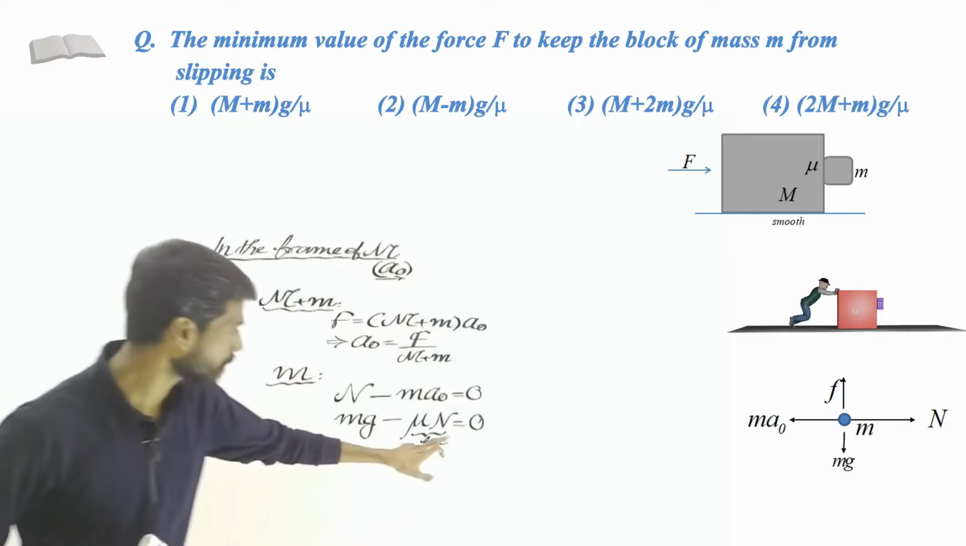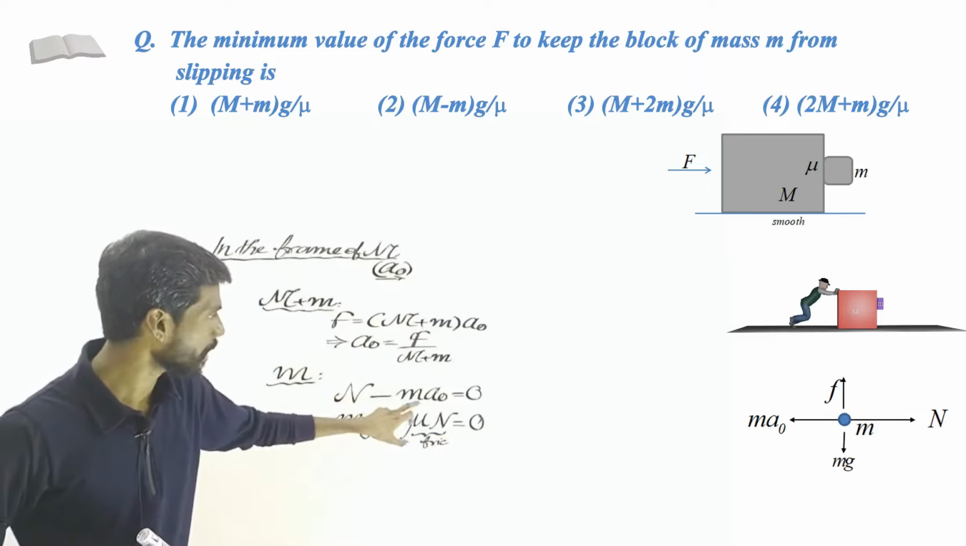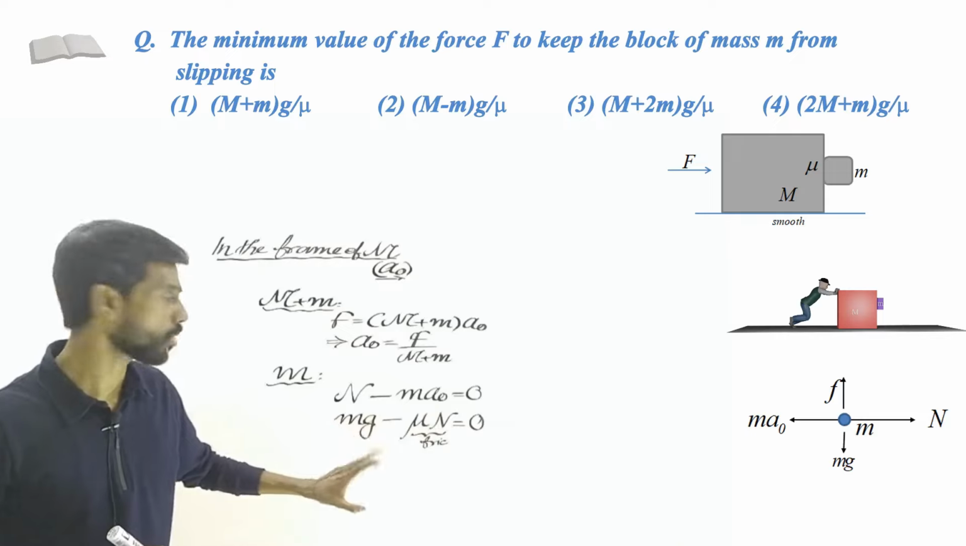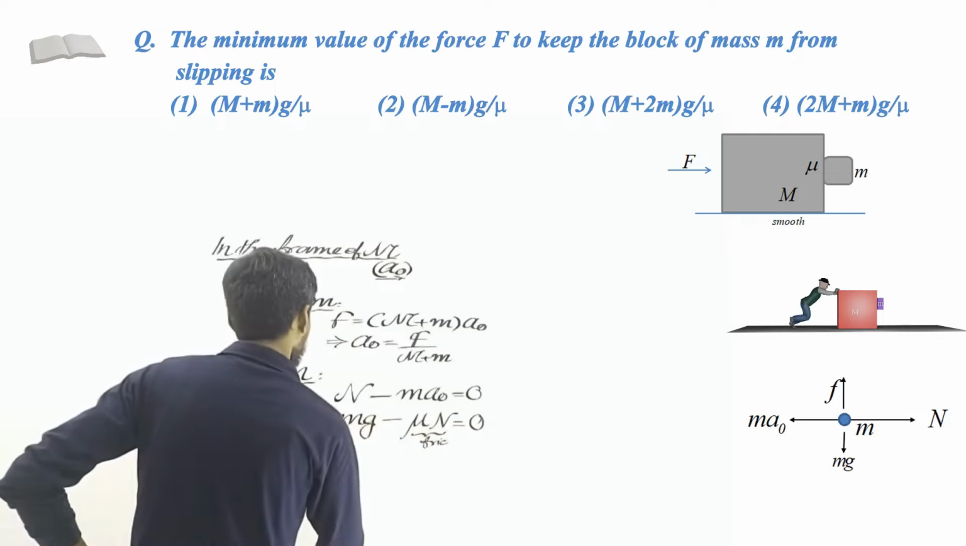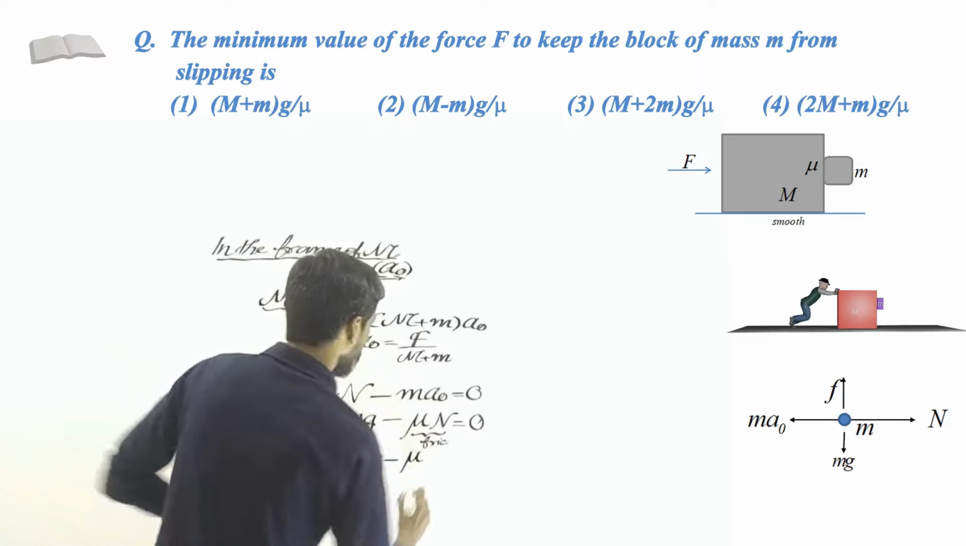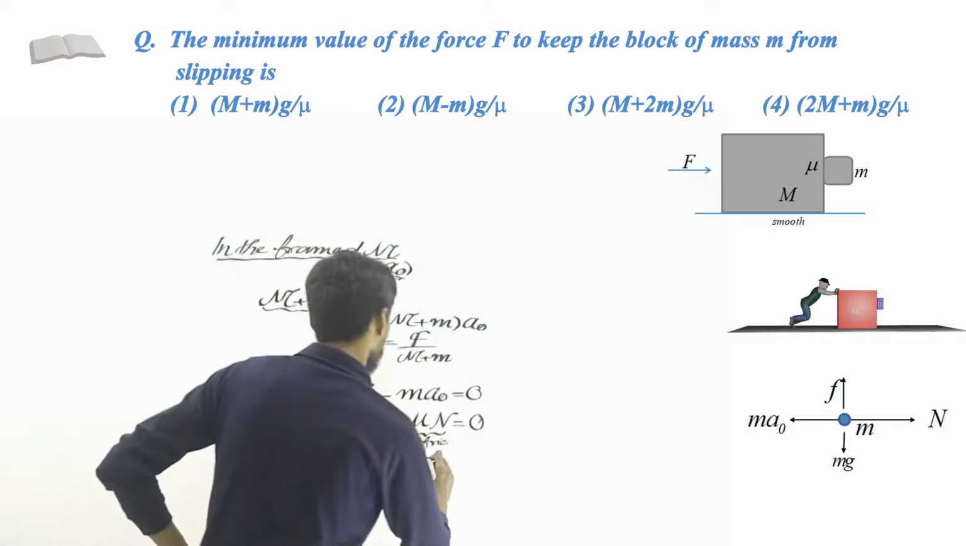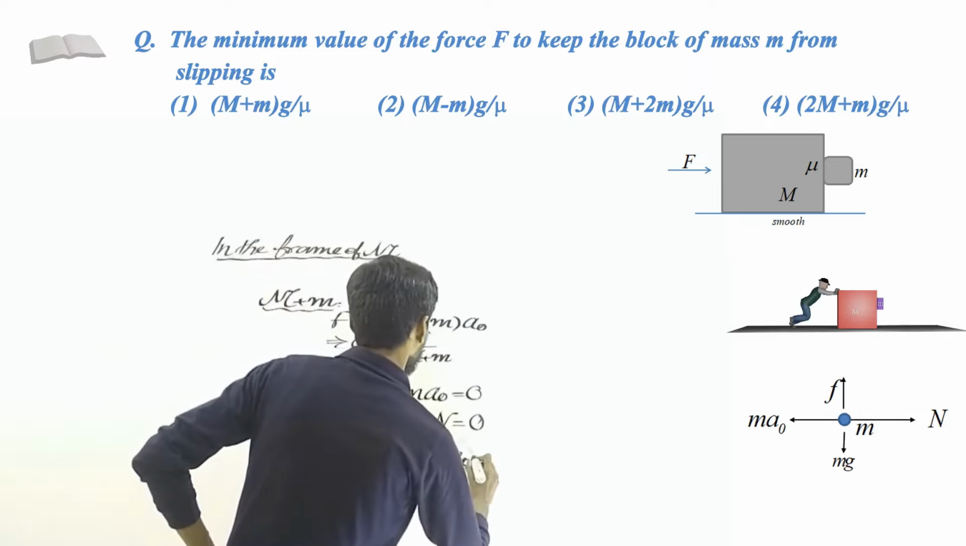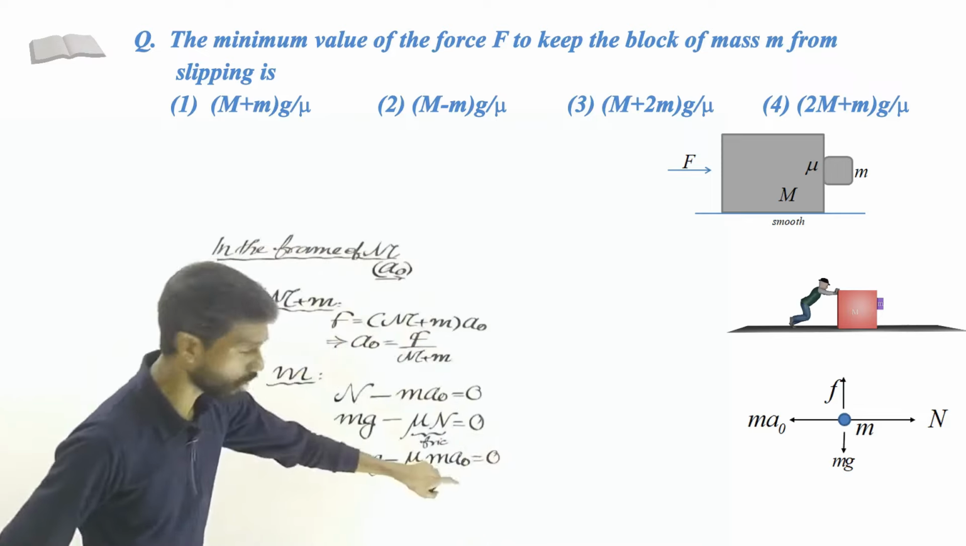But this normal is already known. What is this normal? M multiplied by A0. So that can be substituted there, and this gives you our required value. So mg minus mu multiplied by this normal is MA0, which equals 0. But this A0 is already found here.